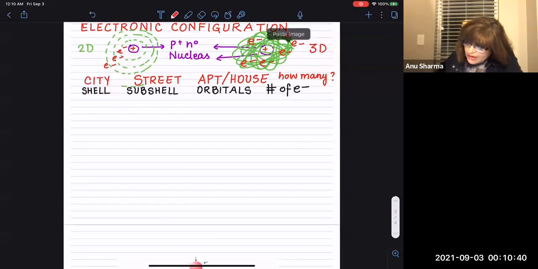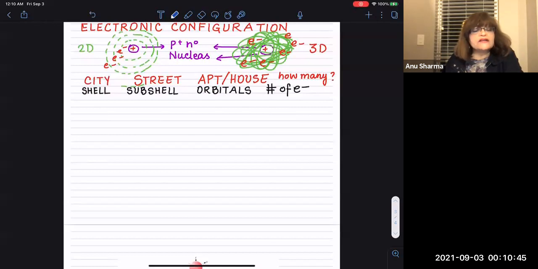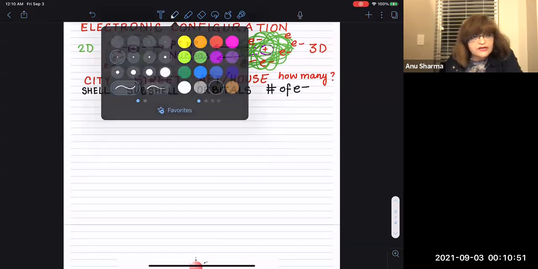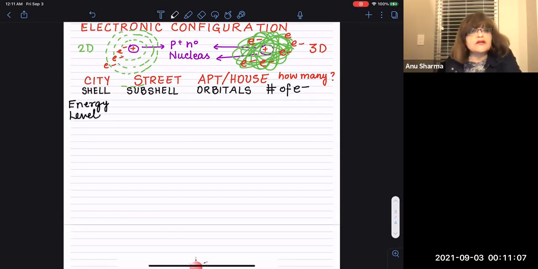Okay. Anyway, so now, just like you locate the people based on their address, similarly, we are trying to locate the electrons based on this address kind of thing. So every shell has a subshell. This shell is basically the main energy level, and this is also called a principal energy level. Okay, next comes the part of that energy level, which is called a subshell.